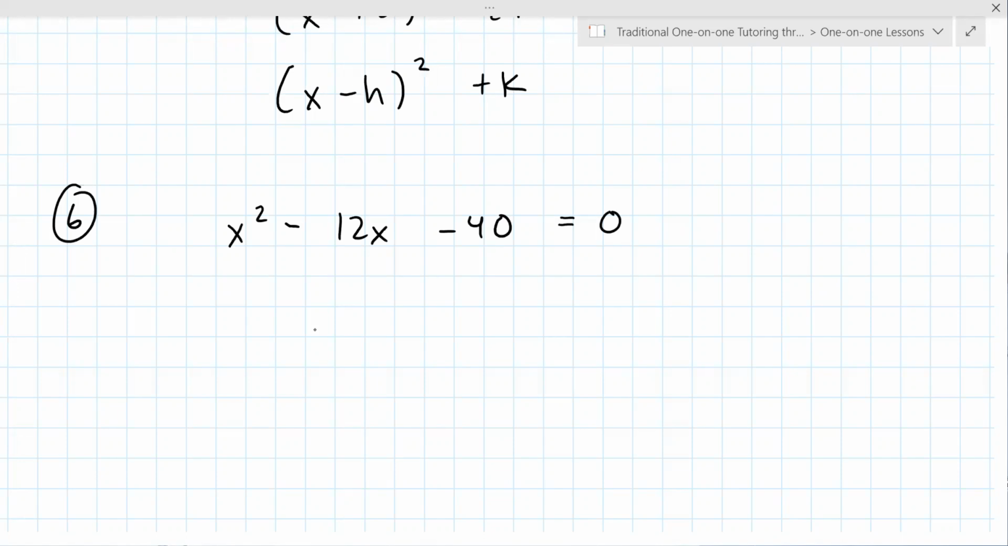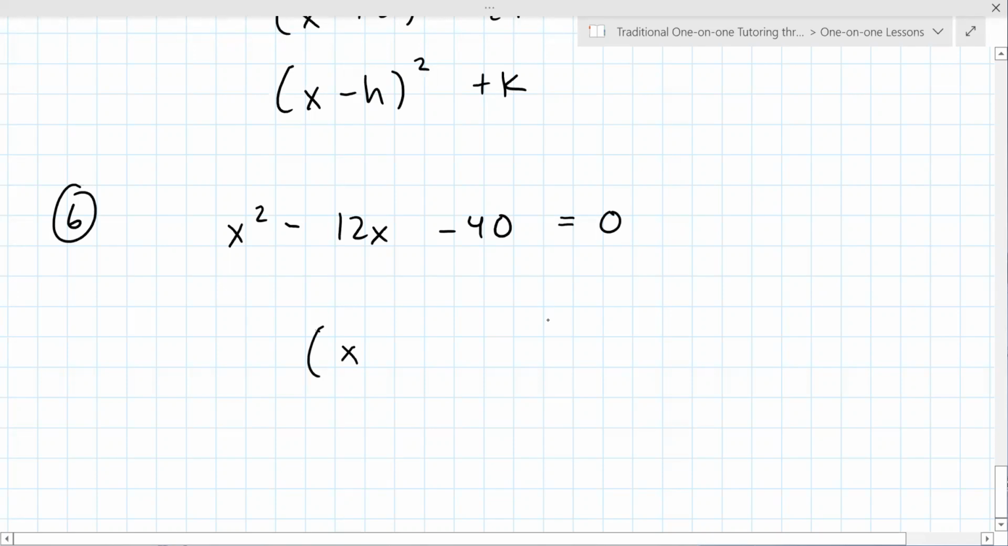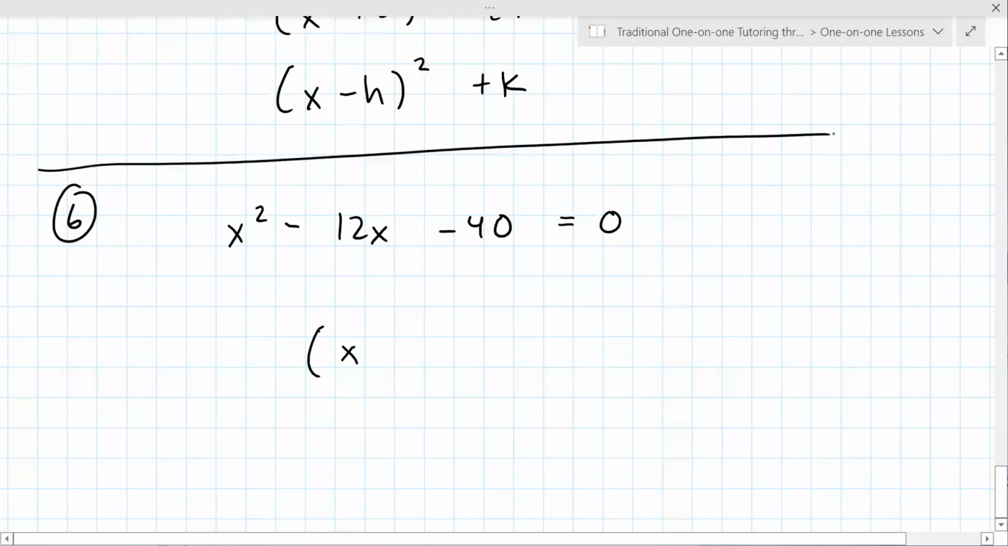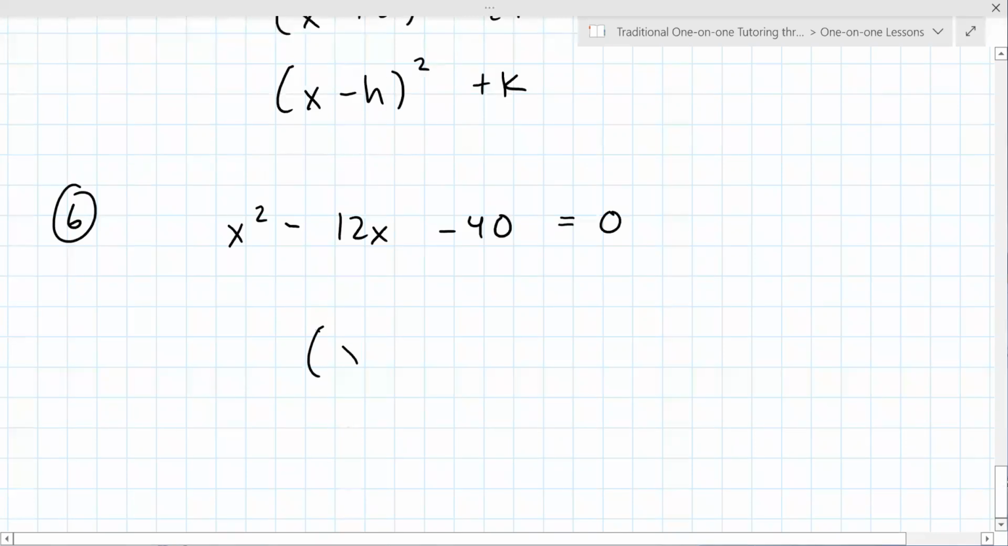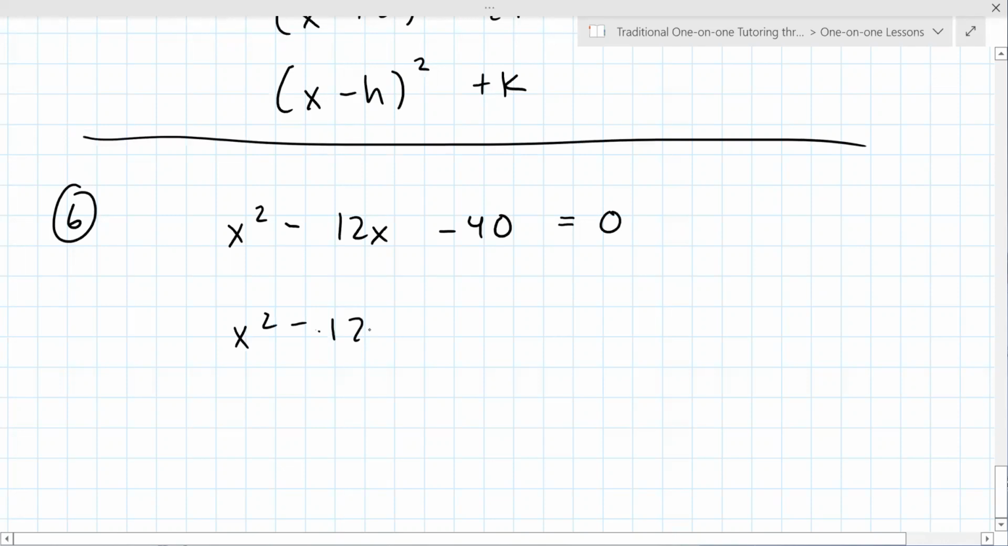Is it x plus 20? What do you call it with the 2 over it? I forgot what it is. Minus 440. We're doing 6, right? Yeah. Okay, let me work this out here. It's x squared minus 12x equals 40 because you add 40 to both sides.